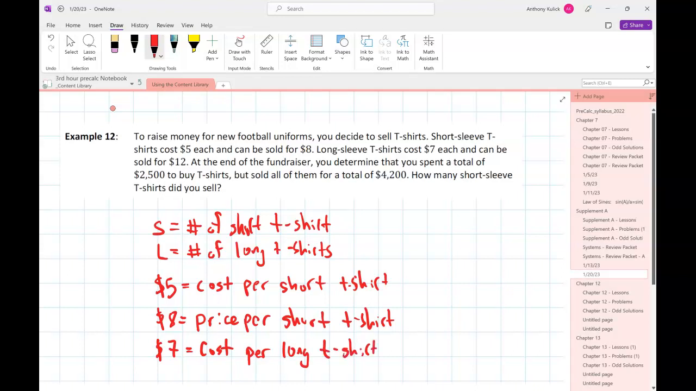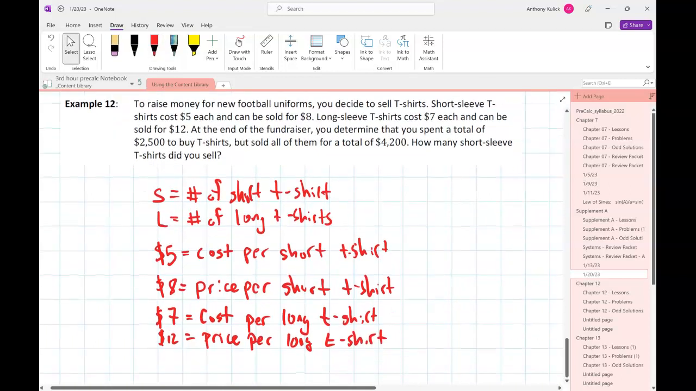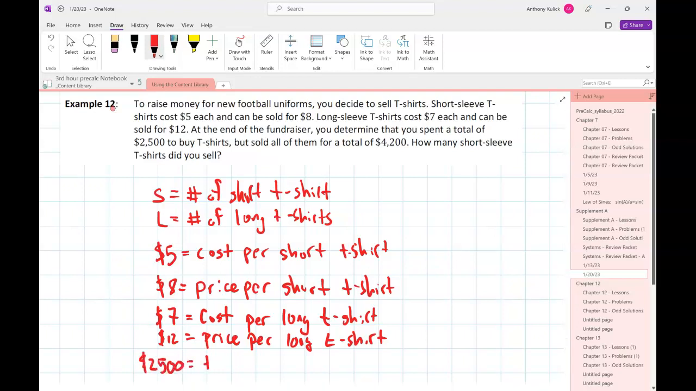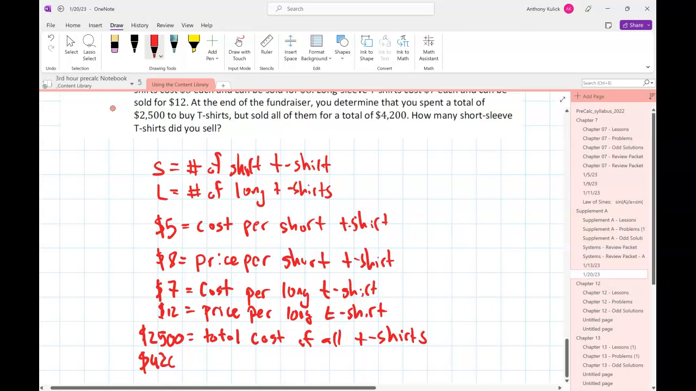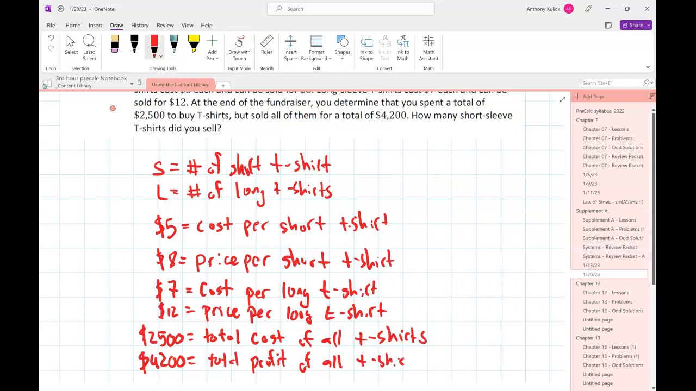And the $12 is the price per long sleeve. And the 2,500 is the total cost of all t-shirts. And the 4,200 is the total profit, we'll say, of all t-shirts.